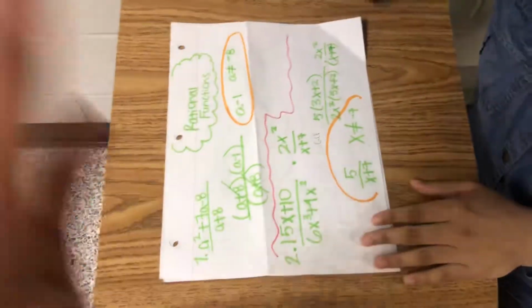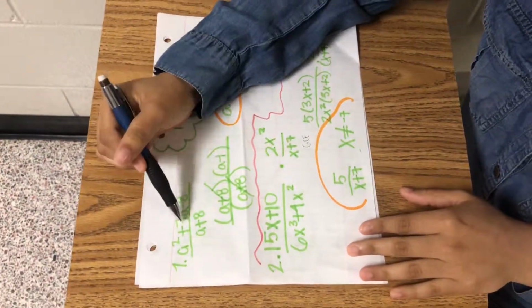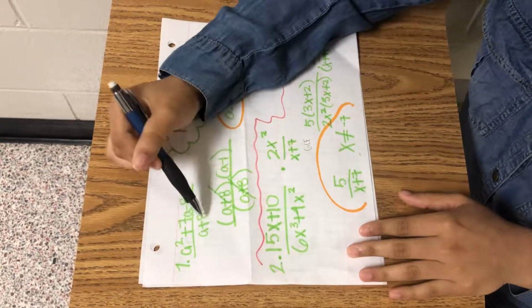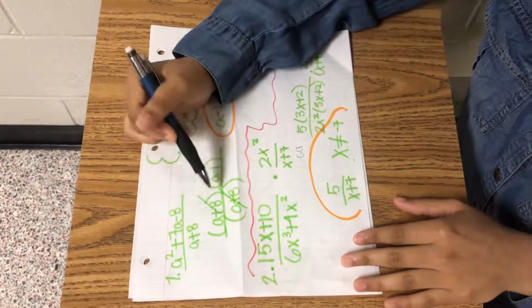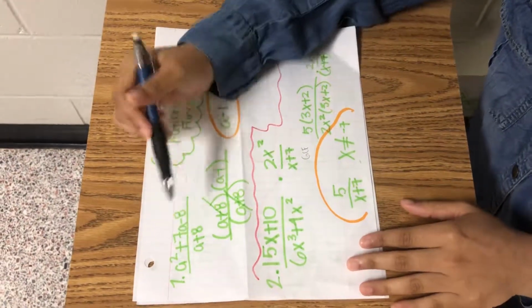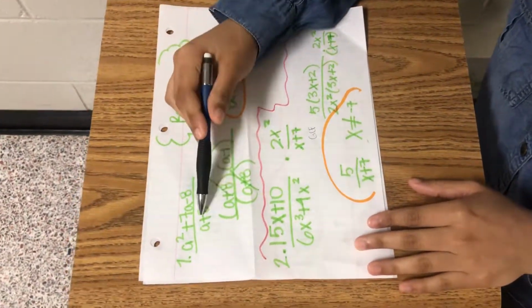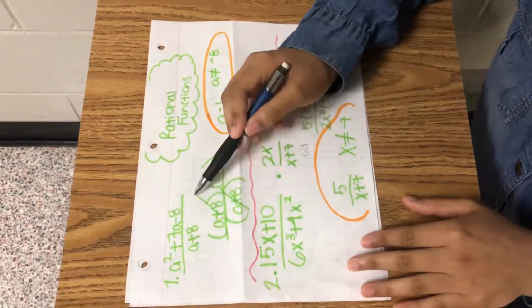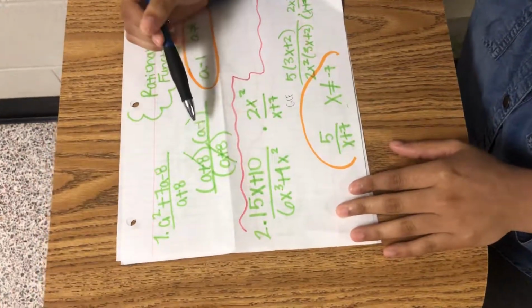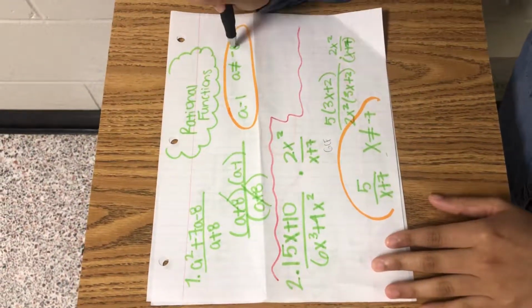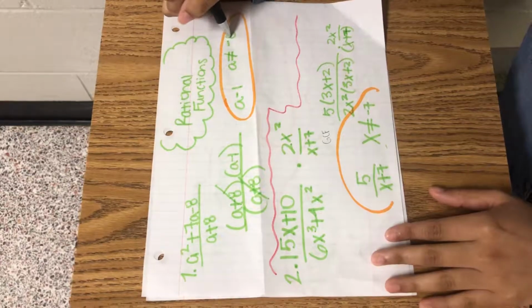This is rational functions, and for the first problem is a squared plus 7a minus 8 over a plus 8. And you'd have to get the two numbers that add up to 7, which is 8 and negative 1. And then you put that on top, and then on the bottom it stays the same. And then you'd have to cross it out because they're the same, and then it'll leave you with a minus 1. And then the excluded value would be negative 8.